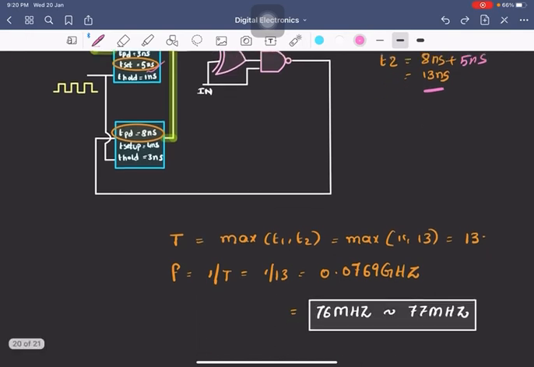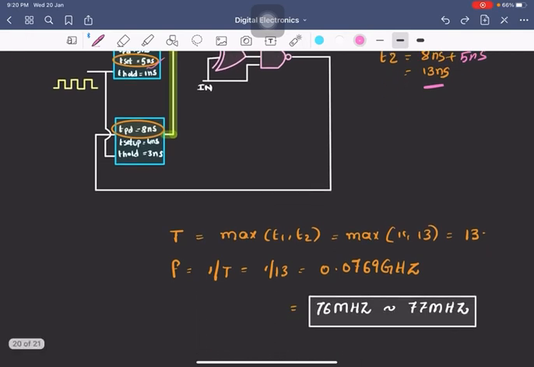After doing the same analysis for all the paths present in this digital circuit, you should consider the maximum of all those path time periods. The maximum of t1 and t2, that is the maximum of 11 and 13, is equal to 13. So this is 13 nanoseconds. Then the frequency will be 1 by 13, that is equal to 0.0769 gigahertz. So your answer can range between 76 megahertz and 77 megahertz.